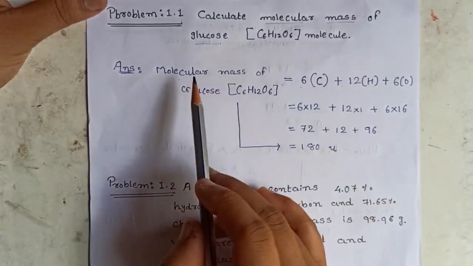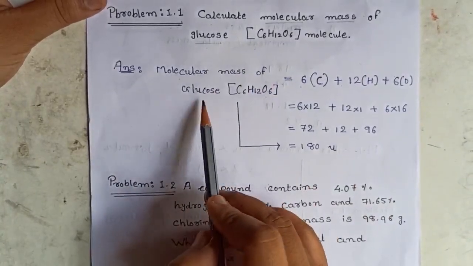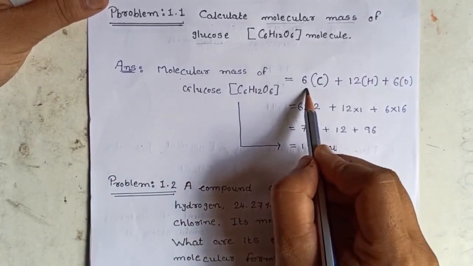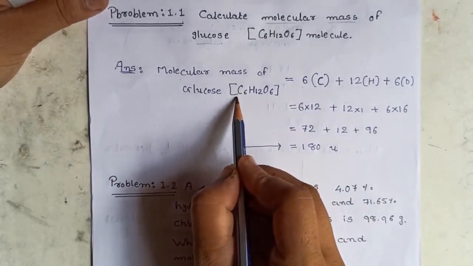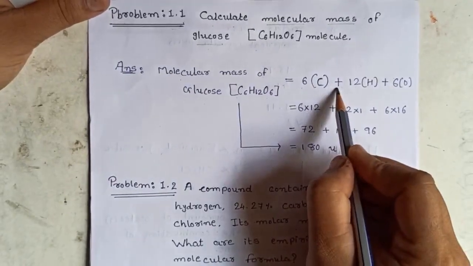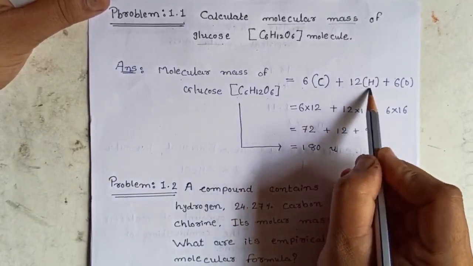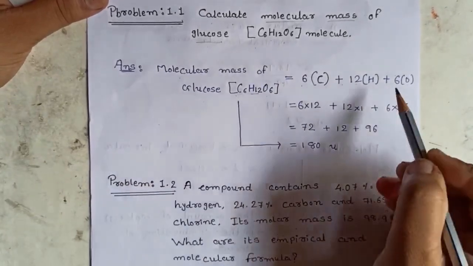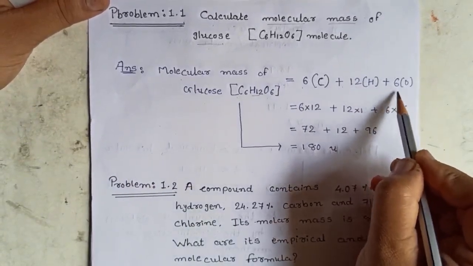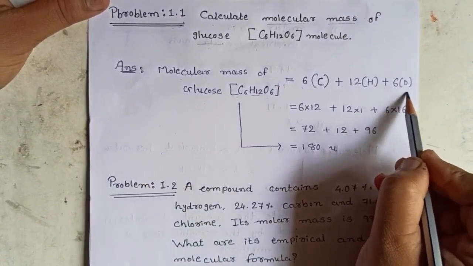Molecular mass. So the molecular mass of glucose will be the atomic mass of 6 carbon, because here 6 carbon are present, right? Plus atomic mass of 12 hydrogen, right? Because hydrogen are 12, plus atomic mass of 6 oxygen, right?